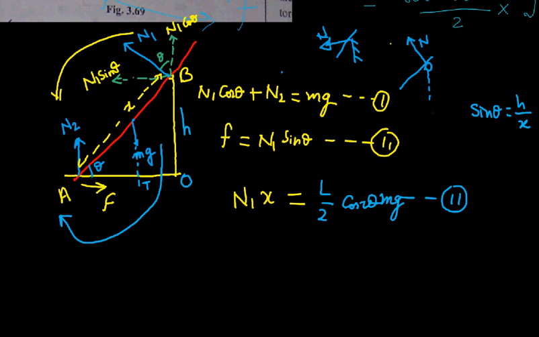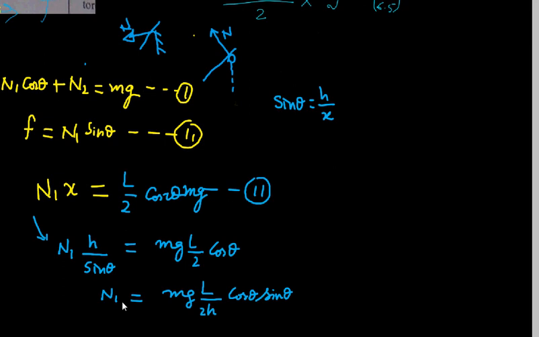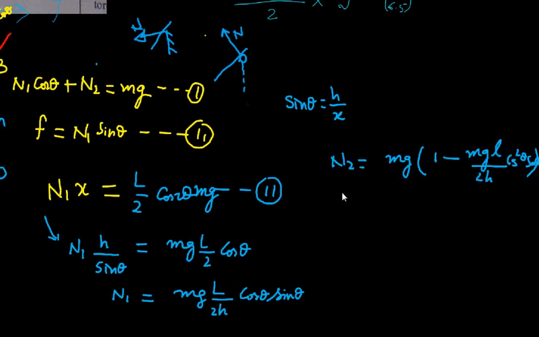If we solve these equations, we'll get the proper relations. Let me solve this one first. You simply solve this equation, you will get N1. Now put the value of N1 into the first equation, you will get the value of N2. So we got N2. Now N1 should be F by sin theta, or you can say F is equal to N1 sin theta. What is N1? N1 here is mg L by 2h cos theta sin theta. So F should be equal to mg L by 2h cos theta sin square theta.